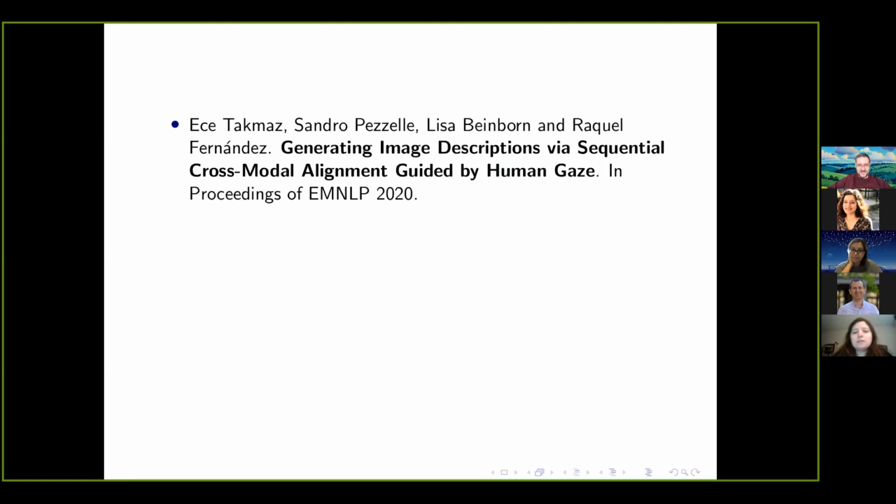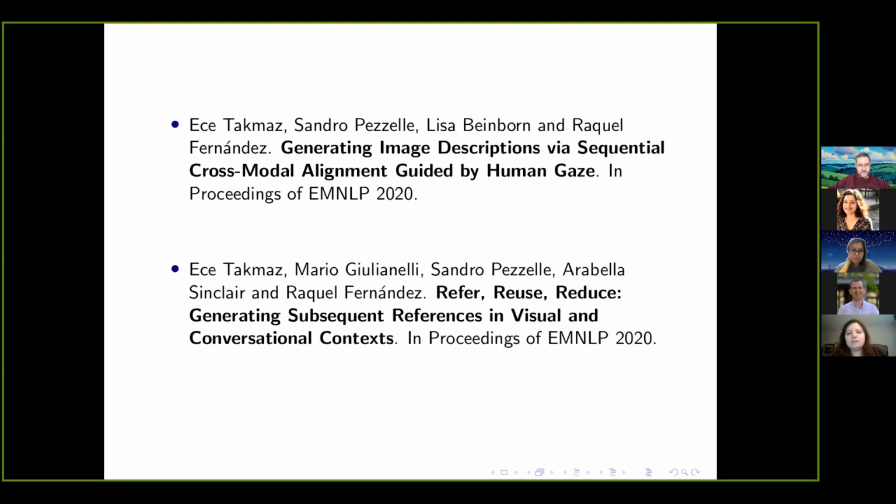So today I will be talking about this paper first, about the generation of image descriptions guided by human gaze. And if there is still some time, I also want to briefly touch upon the other paper that we had, to give you an idea of what kinds of things we are working on in my group. So I will start with generating image descriptions via sequential cross-modal alignment guided by human gaze. This was done in Dutch, a lower-resource language, but it was an interesting challenge for everyone involved.